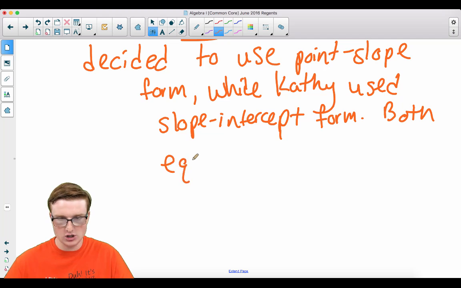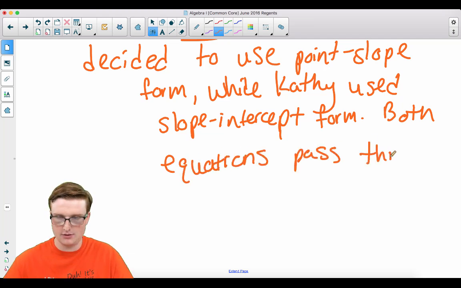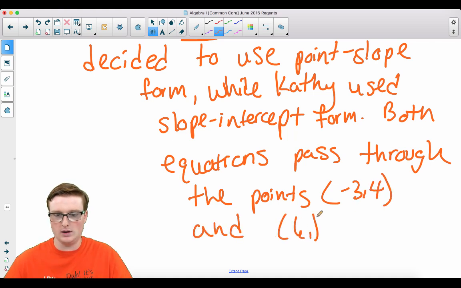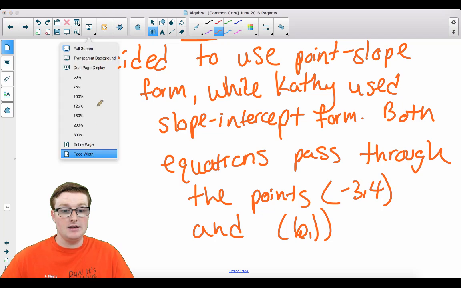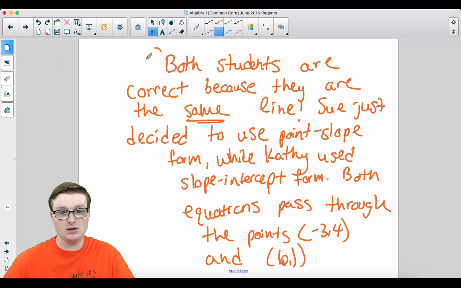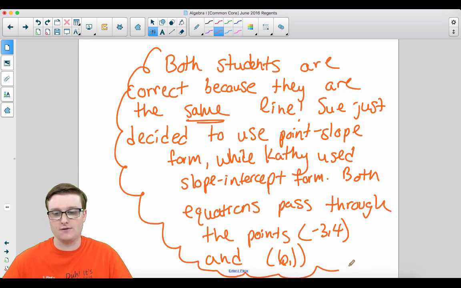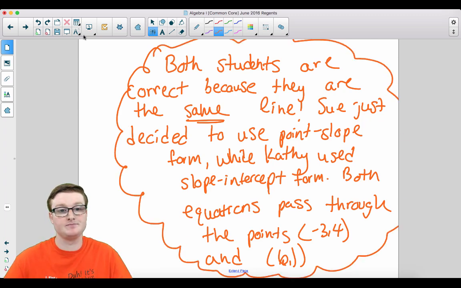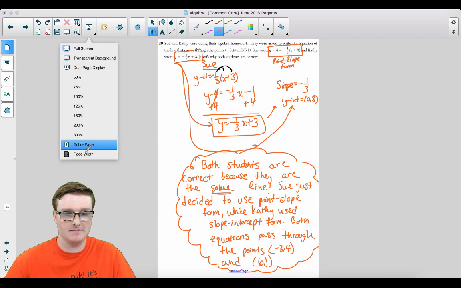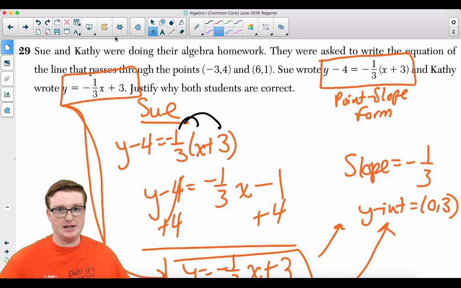Now, both equations pass through the points negative 3, 4, and 6, 1. Ladies and gentlemen, that is your justification, and that's really all you need to write for your justification. All right, and that is the answer. All right, moving along to question number 30.